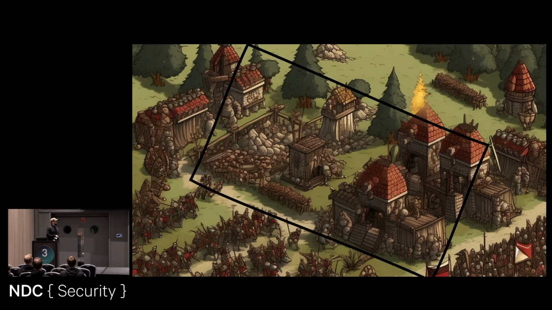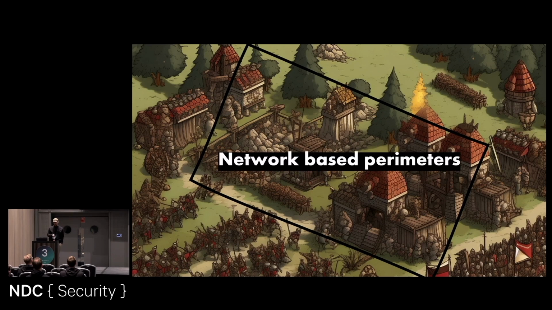This wasn't always the case. So this is another Midjourney image, but imagine this is a village, and we have this squared box around it. And this is how a lot of people used to operate, with network-based perimeters. So we would say, this is our organization. Here are my entry points. These are the firewalls, and I can control the ingress and egress. So I know everything that's going in and out of the network. So I can say inside good, outside bad.